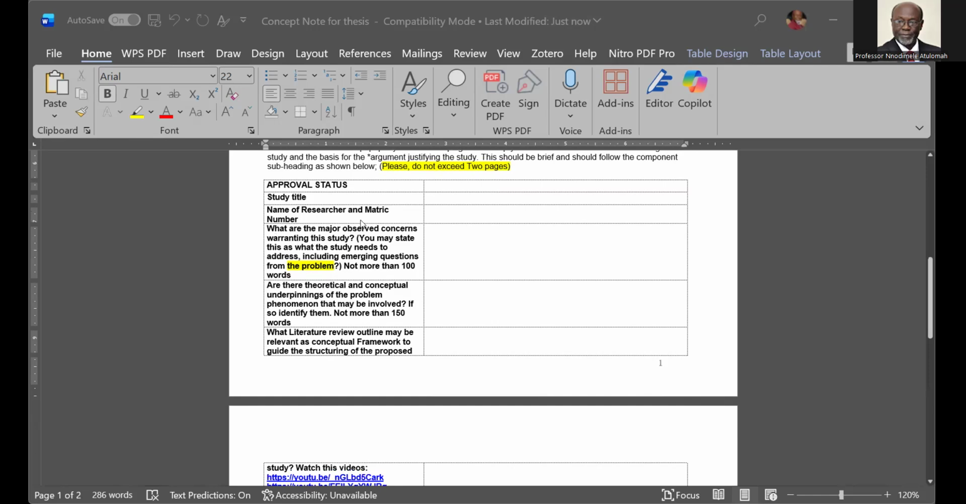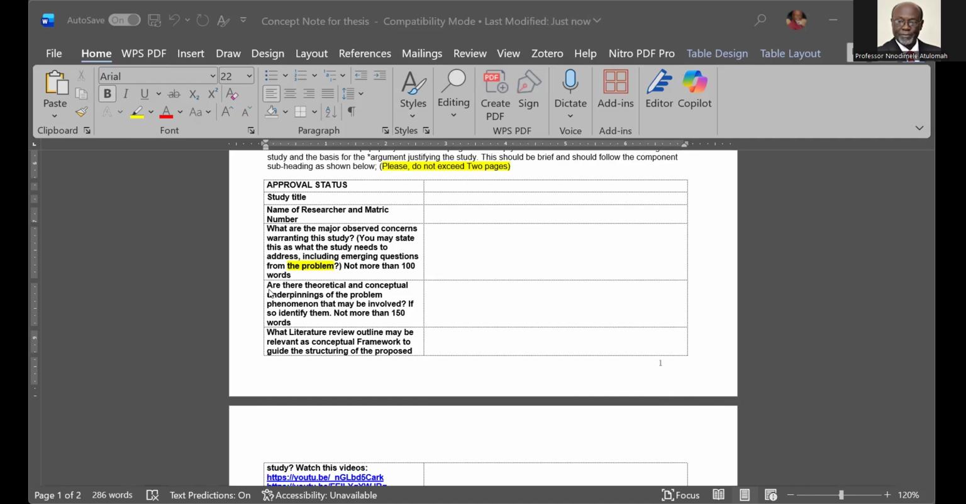So it asks questions about the problem. What are the major observed concerns warranting this study? Usually it's a problem. And the problem is not the symptom, it is why the symptoms persist. All right, so it will ask you the question, and you would think about it because you are the one going to write this concept and research. The title of your research will be here, properly framed.